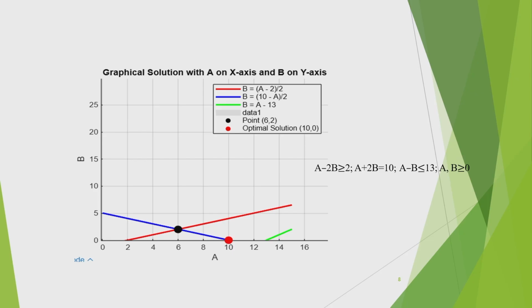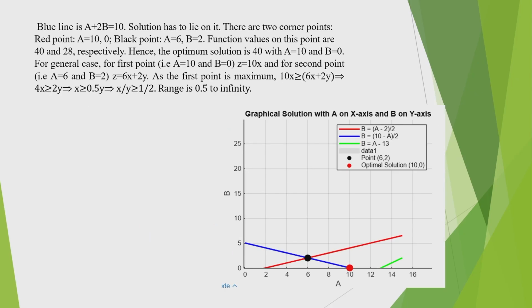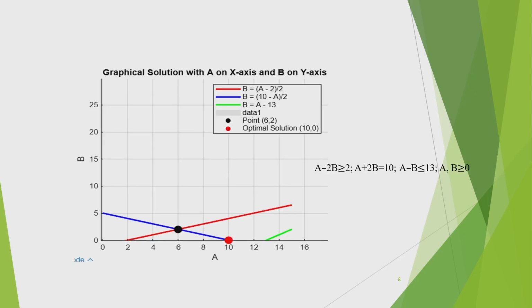You can use some site like math-a2z.com, and then you can find out. So suppose we have a minus 2b greater than or equal to 2 and a plus 2b greater than or equal to 10, and a minus b is smaller than 13. Let us see how we can draw.